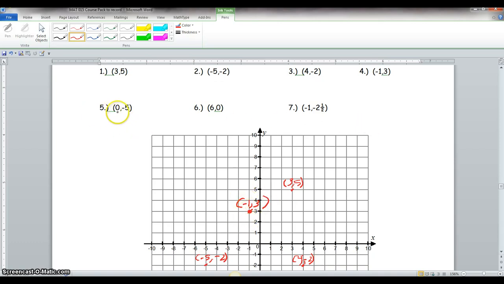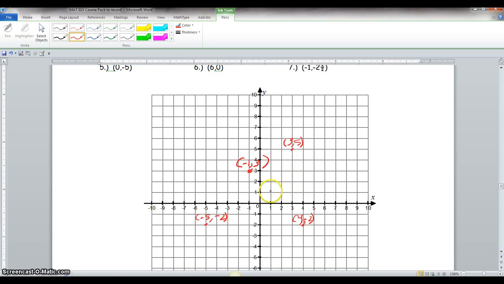Okay, now we come to number 5. Now remember, I told you x can go left, right, or stay. Now when x is 0, that means it stays at the origin. But now we plot what y is. Y is negative 5. So from the origin, we will go down 5 and plot our point. So our ordered pair here would be 0, negative 5.